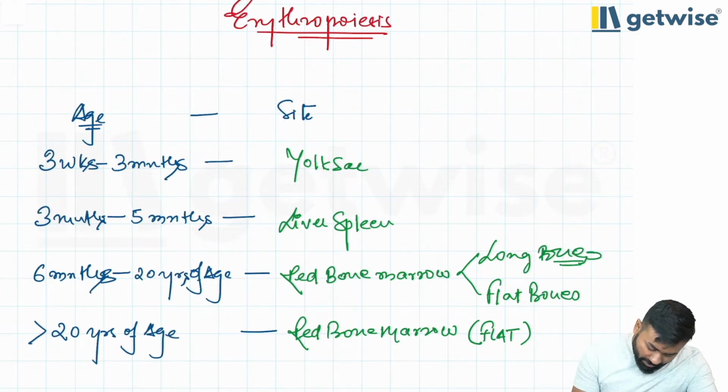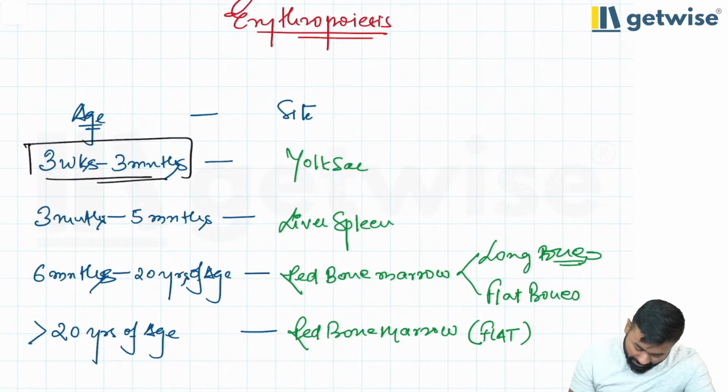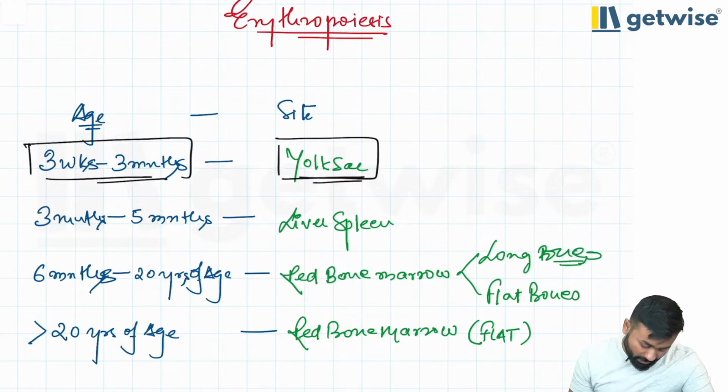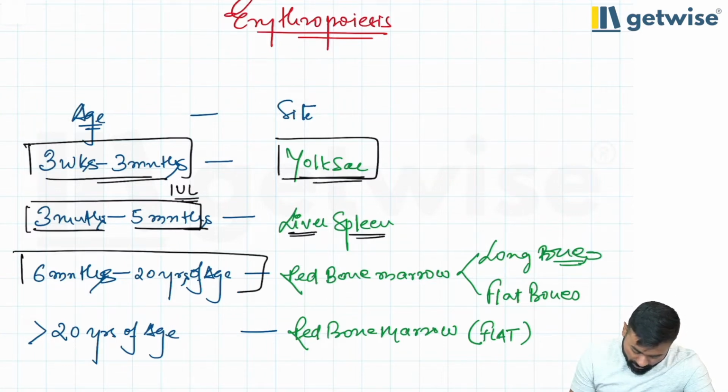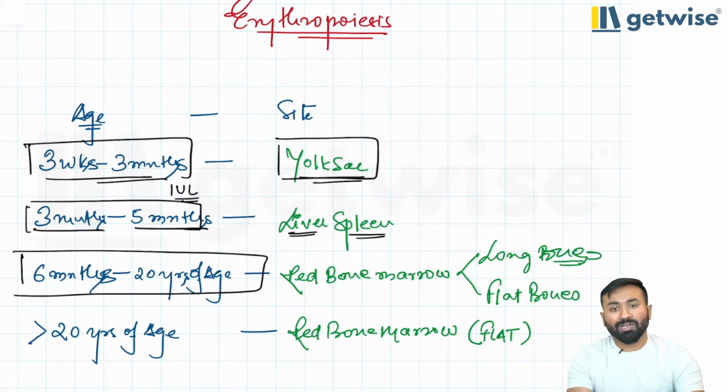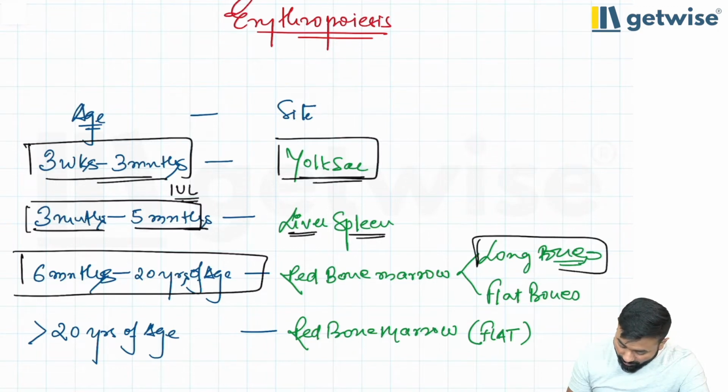From 3 weeks to 3 months of intrauterine life, there is erythropoiesis in the yolk sac. From 3 months to 5 months of intrauterine life, erythropoiesis is happening in the liver and spleen, and from 6 months to 20 years of age, it is happening in the red bone marrow of long bones and flat bones.